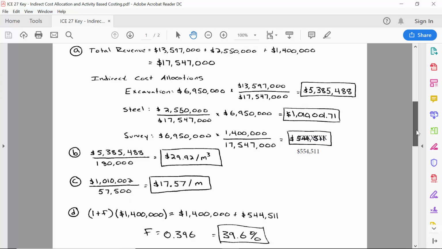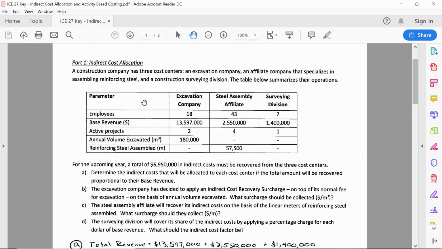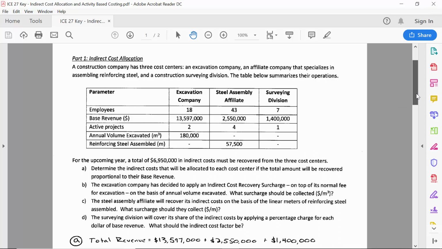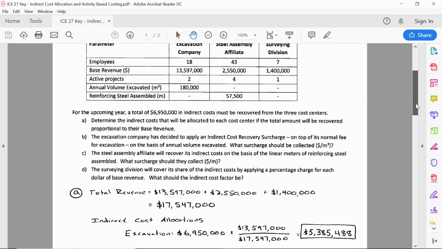So what you've just done in this in-class exercise, that's called indirect cost allocation, and it's just the activity of figuring out how much each division is going to have to pay to cover these indirect costs that arise. Does anybody have questions from that first part of today's in-class exercise?